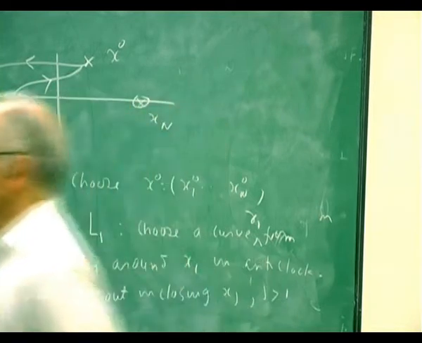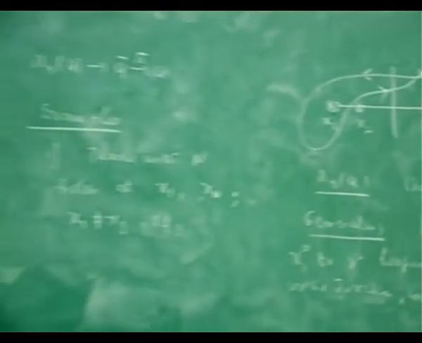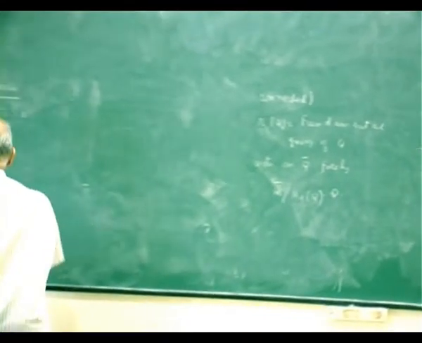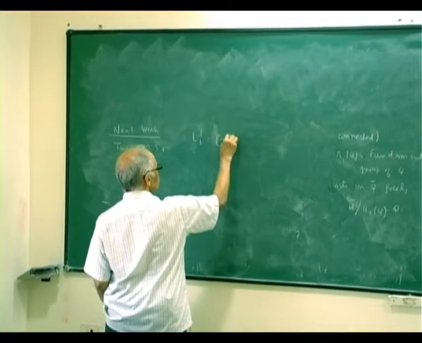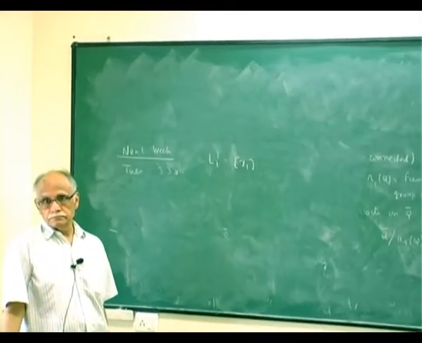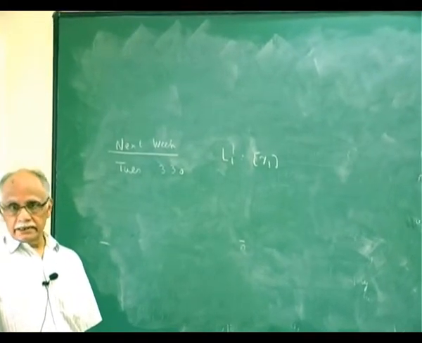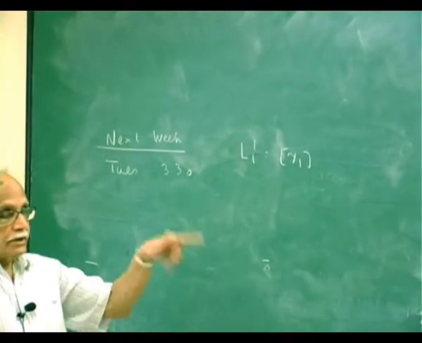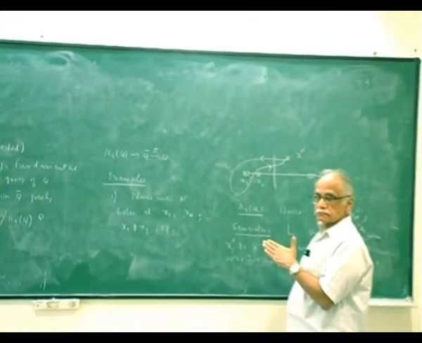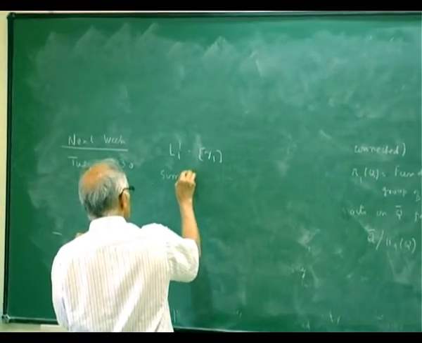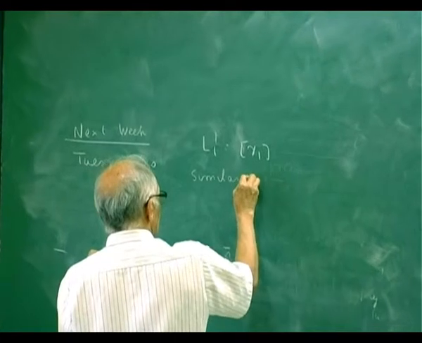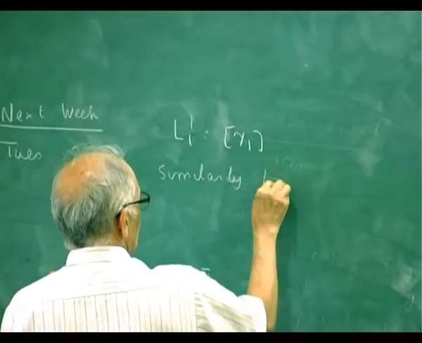Now, one loop L1 is the homotopy class of gamma 1. So you take all loops like this, and you can distort them without crossing the other points, and identify them; you get one element. Similarly, L_j.